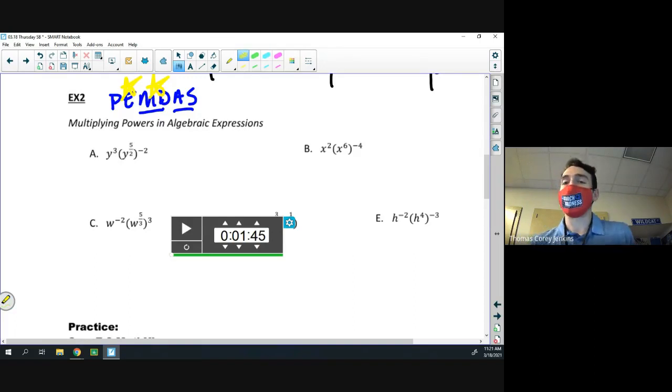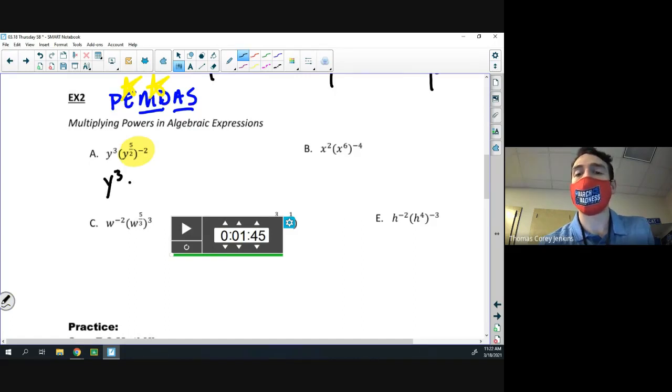All right, that looks kind of weird, but when we go back to our fundamentals, we know we need to do this part first. That's going to give me y cubed, or y to the 3rd, times whatever that is that I have highlighted. For the exponent, I'm going to take 5 halves times -2. That would give me -5 there. Now I still need to simplify this, write it as a single exponent.